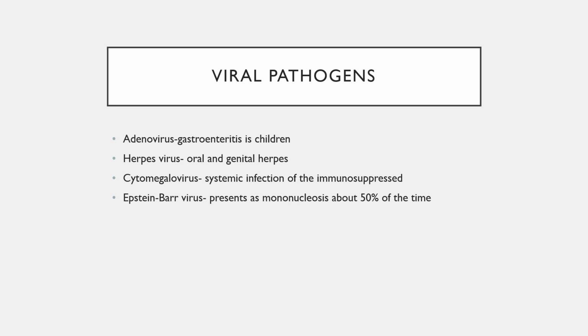It's estimated that 90% of the world's population has been infected with the Epstein-Barr virus, which is the virus that causes infectious mononucleosis. In fact, 50% of the time, the Epstein-Barr virus presents as mononucleosis. There is an established connection between Epstein-Barr virus infection and nasopharyngeal carcinoma and Burkitt's lymphoma, which is a high-grade B-cell lymphoma that occurs in the equatorial Africa and New Guinea regions.